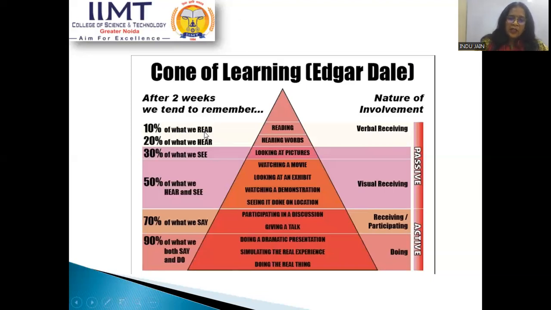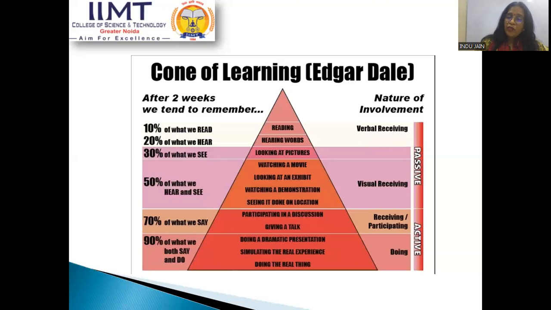By reading certain things, only 10% of the learning experience remains in our mind. Hearing means our ears are involved. By hearing, only 20% of the gained experience remains in our mind. Seeing is much better than just reading and hearing. By seeing, 30% of the knowledge remains in our mind.